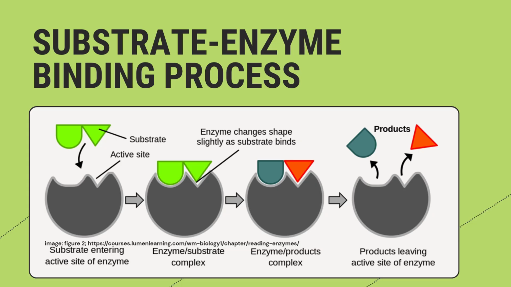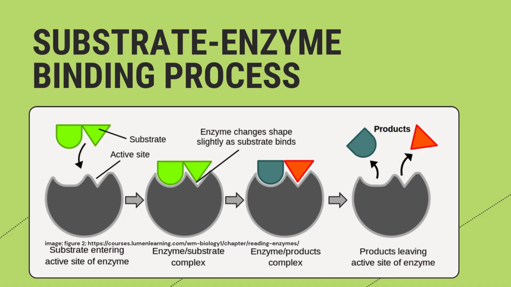So here's just a basic image of this process of the substrate and enzyme when it binds to the active site of the enzyme. So the green kind of thing is the substrate. The gaps on top of the circular object surface is the active site, and the circular object, I guess you can say, is the enzyme. So you can see how first there's a green substrate that is trying to attach to the active site or bind to it. And then the enzyme slightly changes shape as the substrate binds to the active site.